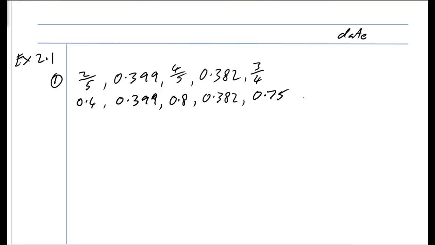Now that you've written them all as decimals, let's write that one a bit better, 0.399. Now that you've written them all as decimals, it's easy to rearrange them from the smallest to the largest. Ascending order from smallest to largest. So the smallest number is this one, 0.382. The next number, 0.399. The next number, 0.4. Now let's write it back as a fraction because it was given to us as a fraction, 2/5.